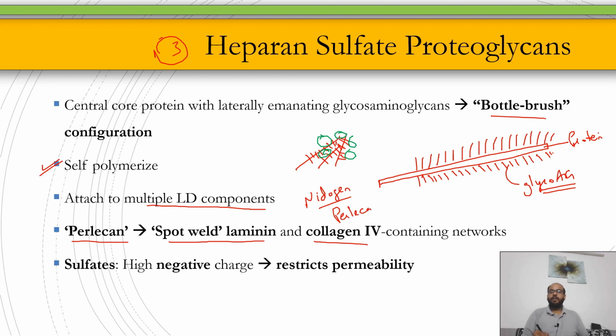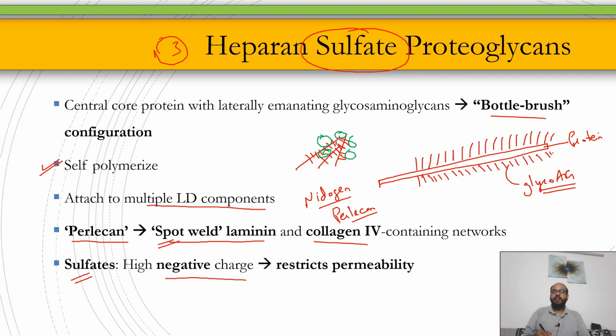Perlecan is also a molecule that attaches collagen 4 to laminins, and it's a stronger bond. That's why the word spot weld has been used in Bologna and Roots. Heparan sulfate has sulfate moieties in between, okay? Now these sulfates, because it is rich in sulfates, give heparan sulfate a total of additional negative charge.